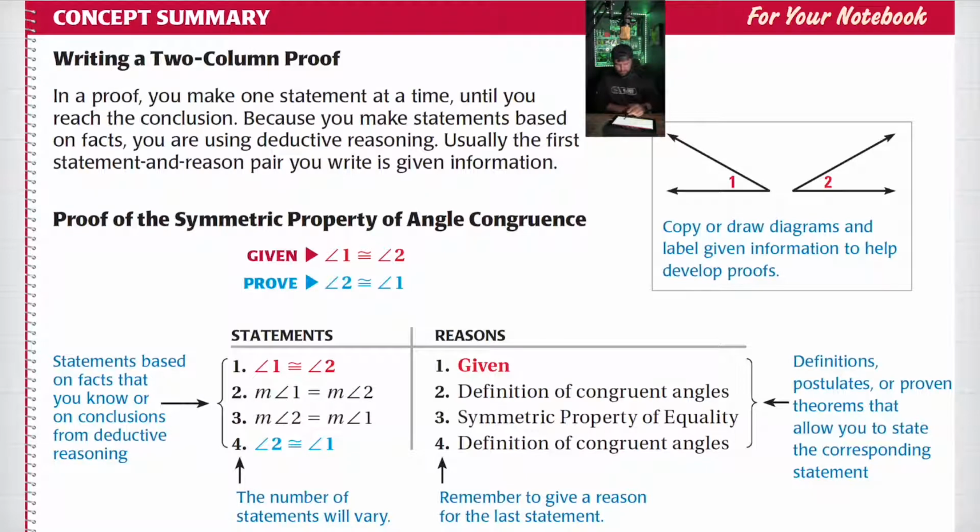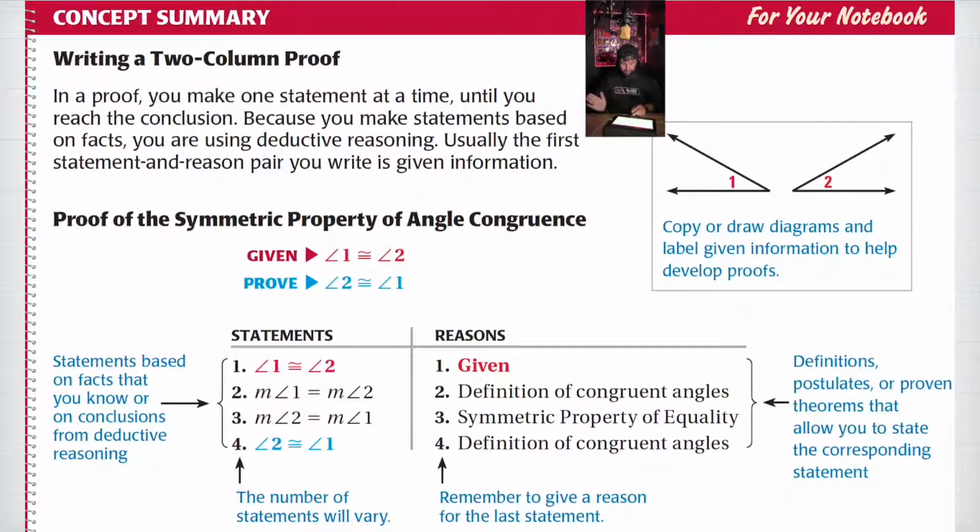Here's an example proof of the symmetric property of congruence. They were given that angle 1 is congruent to angle 2, so they wrote that. And then they needed to prove that angle 2 is congruent to angle 1. And they did it with this proof. This is actually a theorem we're going to learn today. And this is the proof of why that theorem is true.